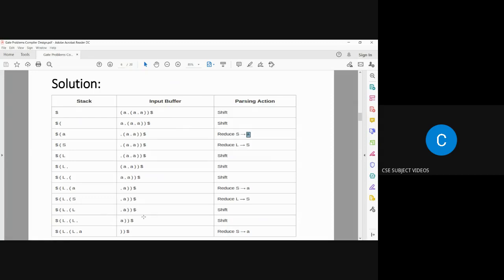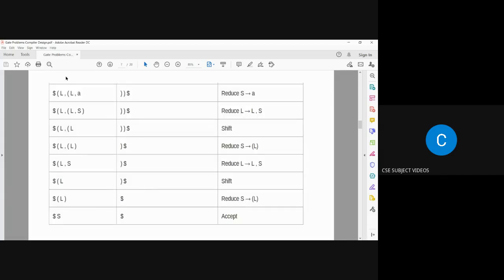Now we are doing shift operation. Comma shifted to top of the stack, dollar open bracket l comma open bracket l comma, remaining input symbols a close bracket dollar. Again we are performing a shift operation with comma, nothing to reduce. So again we are shifting next input symbol from input buffer to top of the stack. Now dollar open bracket l comma open bracket l comma a, in the input buffer remaining input symbol close bracket dollar. Okay, with this step, this same step I have mentioned in the next slide.